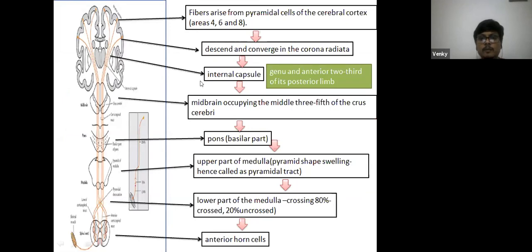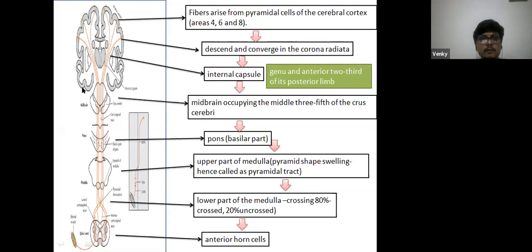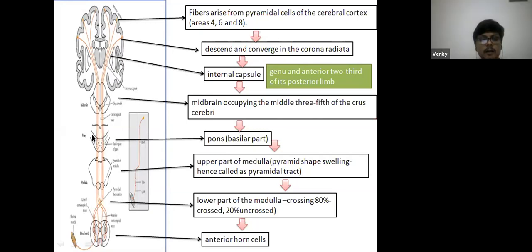In the internal capsule, especially, it lies at the genu and its posterior limb. The internal capsule has three parts: anterior limb, genu, and posterior limb. The corticospinal fibers especially go via the genu and posterior limb. And then it enters the midbrain, occupying the middle 3/4 of the crus cerebri. This is the crus cerebri. And then it enters the pons, basilar part, along with the corticonuclear fibers.